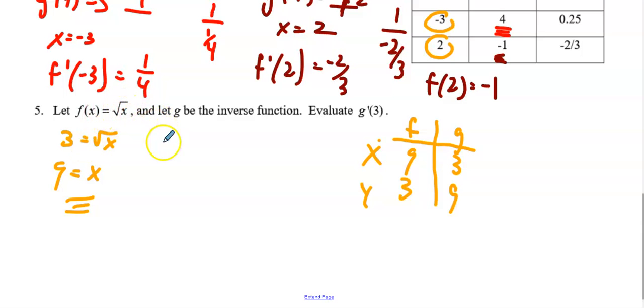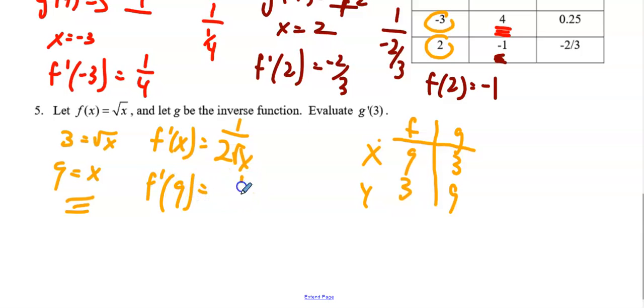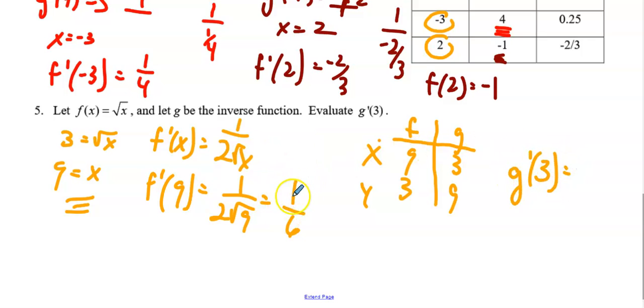Well, I want to find the derivative of my function. So I want to find the derivative of this function right here, which is going to be 1 over 2 square root of x. And I want to put 9 into my derivative. I'm going to get 1 over 2 times the square root of 9, which is going to be 1 over 2 times 3, which is going to be 1/6. And so my answer to this problem is going to be equal to 1 over 1/6, which is going to give me the answer 6. And that's all you do.